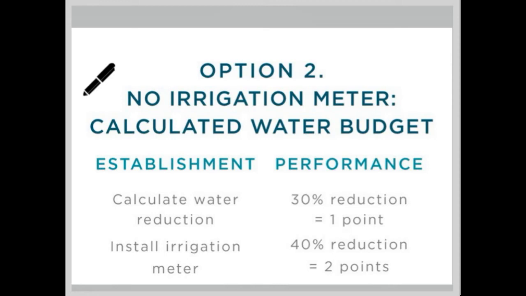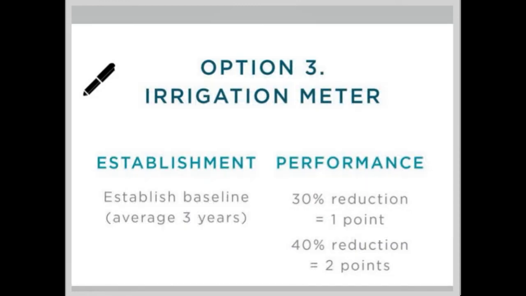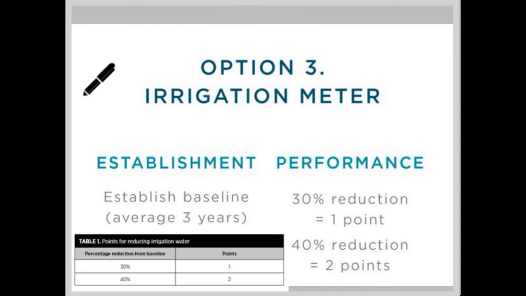If an irrigation meter is installed, projects may choose Option 3. In this case, projects are required to establish a baseline using the annual average of at least 3 years of consecutive data out of the last 5 years. Points are earned for a reduction in outdoor water use over the most recent 12 months compared with the established baseline. Points for Option 2 and 3 are earned according to Table 1 shown here.